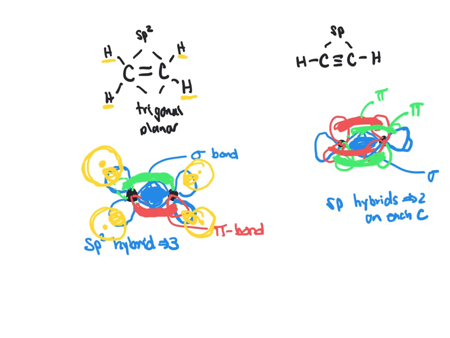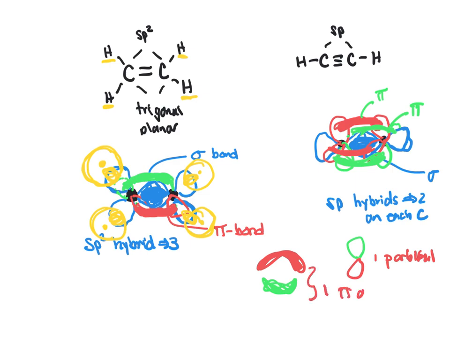So it takes a red and a green to make 1 pi bond, because I have a lobe above and below, just like the p orbitals are above and below. That's one p orbital. And so in the pi orbitals, we have above and below, and that's one pi orbital, or one pi bond.